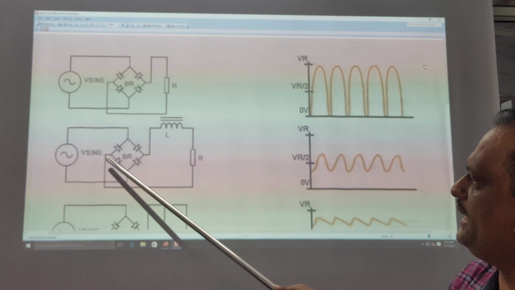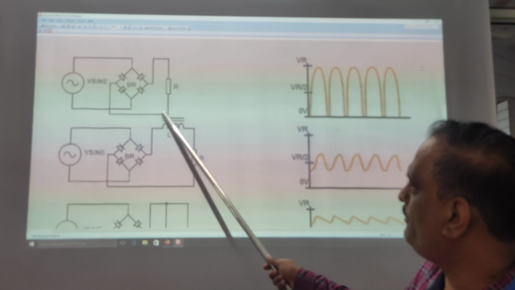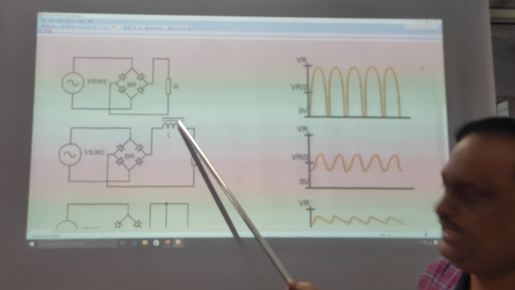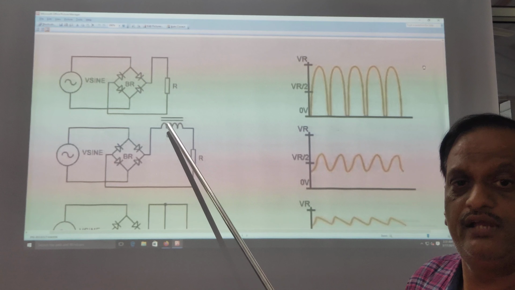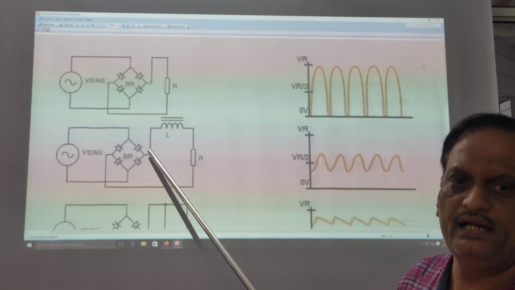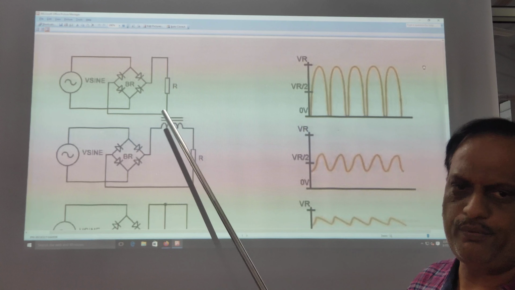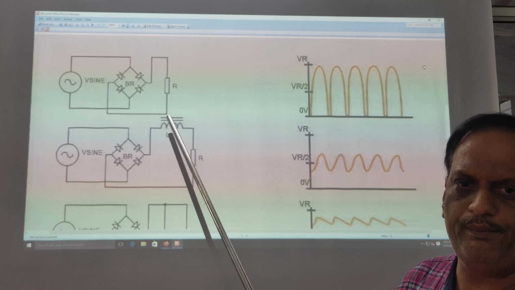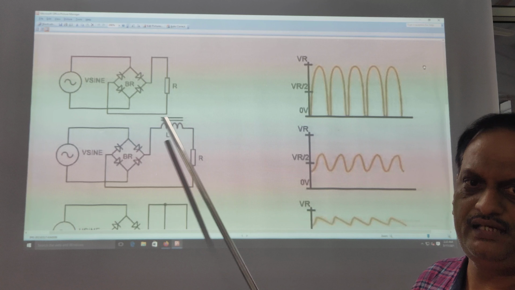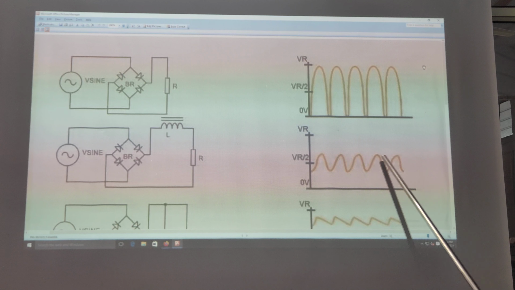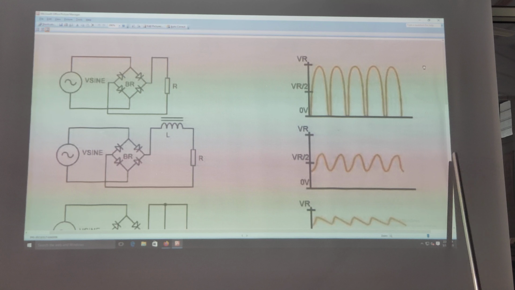For that we have another circuit. What we have done in this second circuit is to insert one inductor in series with the resistance. Here the inductor is acting as an input filter, so it is called an inductor input filter. We know the property of an inductor: it blocks the AC and passes the DC. So it passes this voltage, and the magnitude of these pulses will reduce.